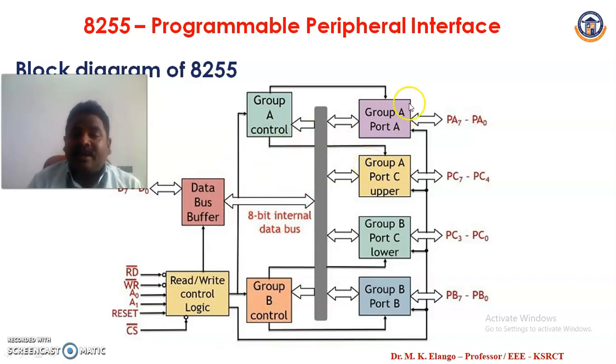Very simple. It has 3 ports, port A, port B, port C. Port C is divided into two parts, upper port C and lower port C. Upper port C is combined with port A for handshaking signals, and lower port C is combined with port B for handshaking signals, right? So port A and upper port C act together in group A, and group B is port C lower and port B, right? This is the architecture of 8255.